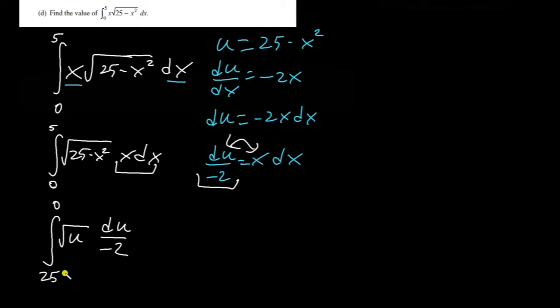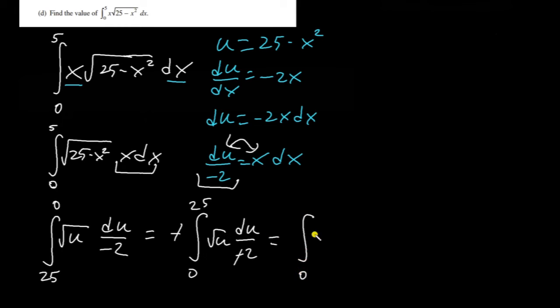Remember, you can switch the bounds of the integral if you switch the sign in front. So this is going to be negative integral from 0 to 25 of square root of u du over negative 2. Okay, the negatives will cancel, and I can take this 1/2 and pull it out completely. That's the integral from 0 to 25 times 1/2, that is, of square root of u du, okay?